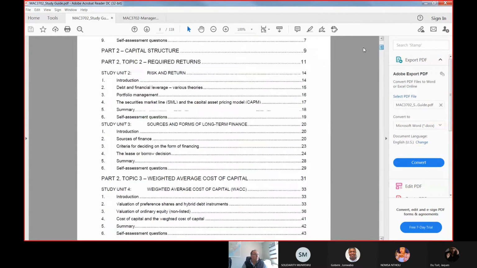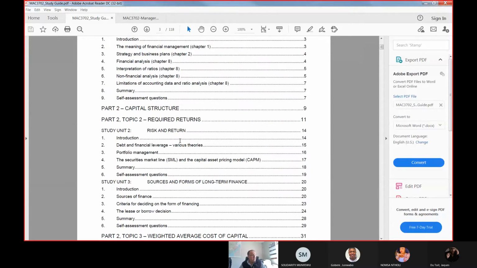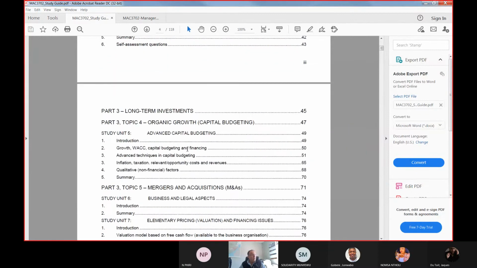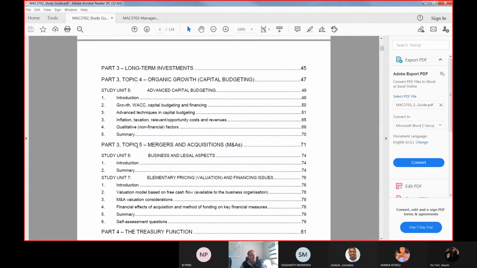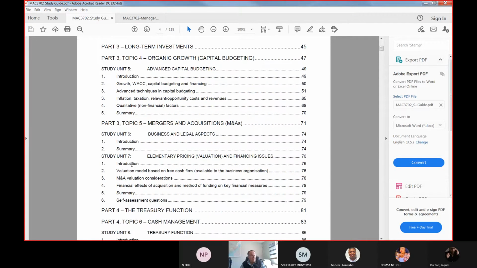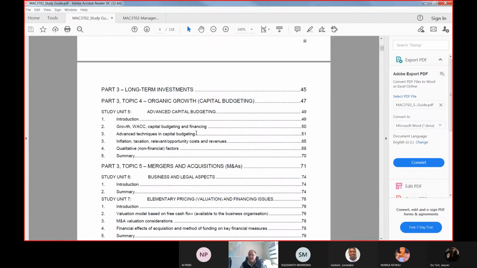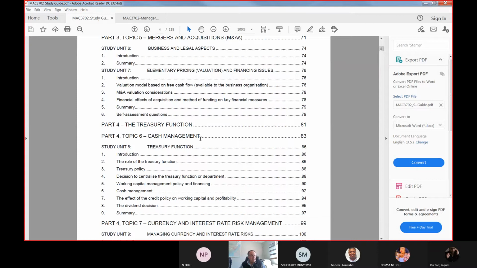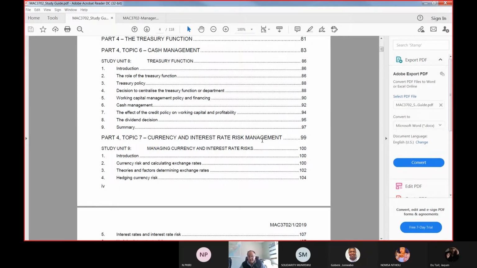Okay, so going back to the beginning, just to pinpoint what we have done. We did analysis information, risk and returns, scenarios of long-term, weighted cost of capital. We also did advanced cost liability, cash budgeting. That's what we did last week. Two weeks ago, we did mergers and acquisitions, elementary pricing, valuation, financing issues. Remember to use table A and table B when answering a cash budgeting question. It will be available to you in the exams. Today, we'll be doing cash management, which is a treasury function, as well as currency interest rate risk.